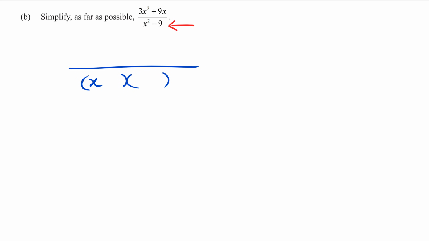In your first bracket, you're going to have x minus 3, and in your second bracket, you're going to have x plus 3. Because that's what happens when you factorize x squared minus 9. And now in the numerator, you've got 3x squared plus 9x. The only thing I can think about is take out the 3x as a common factor, which means you're going to end up with x plus 3. At this point, you can see we've got x plus 3 in the numerator and x plus 3 in the denominator, which means your final answer ends up being 3x divided by x minus 3.